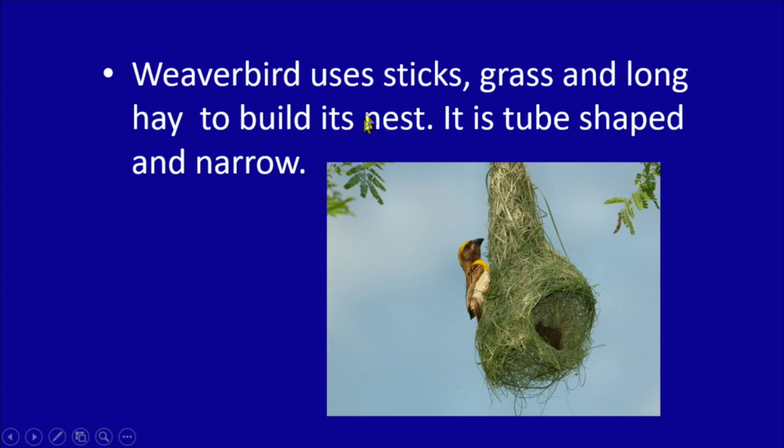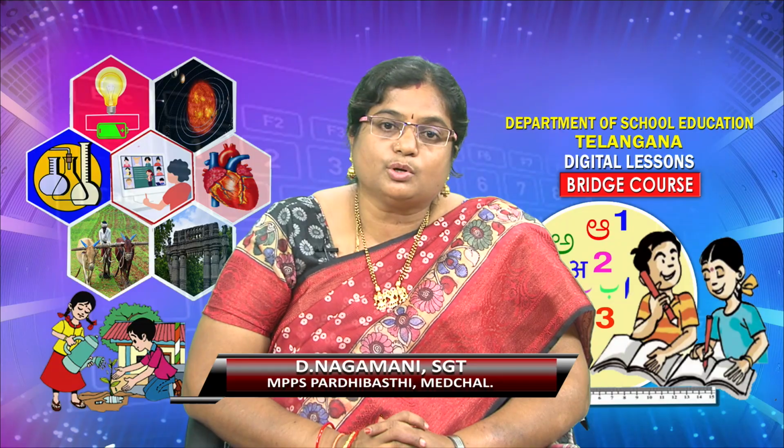In this picture, you can see a hollow and tube shaped narrow nest. So, this is a weaver bird. It uses sticks, grass and long hay to build its nest. Children, now you have understood about the different types of nests. Let us watch a video.